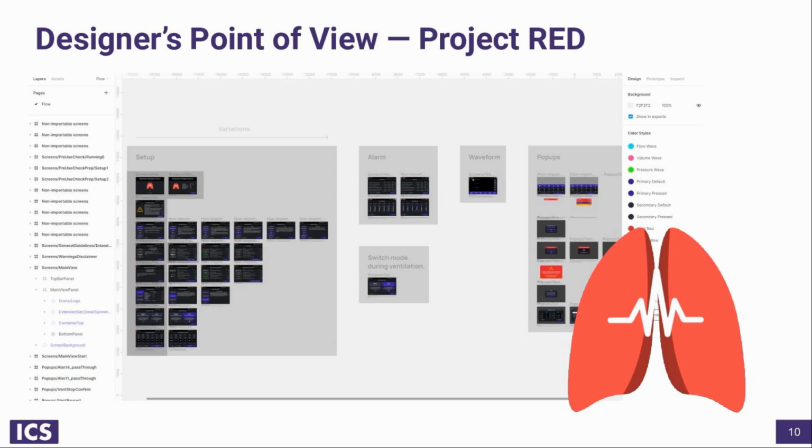These graphics may look nice and promising, but let's dive into details a little bit and see how the process really looks from a designer's perspective. This is a Figma project for the respiratory emergency device, Project Red, which we worked on recently. The project has a lot of screens and components, and we obviously can't work on all these during this short talk, so let's focus on the starting screen.